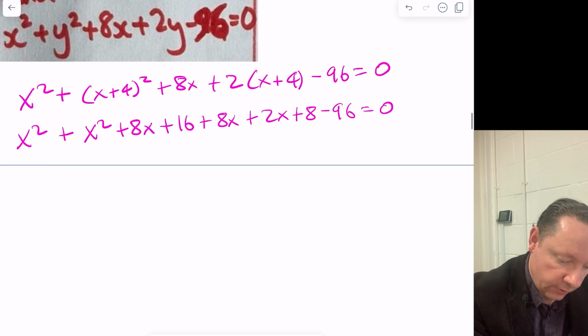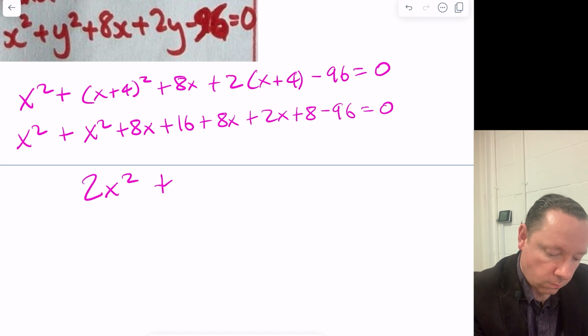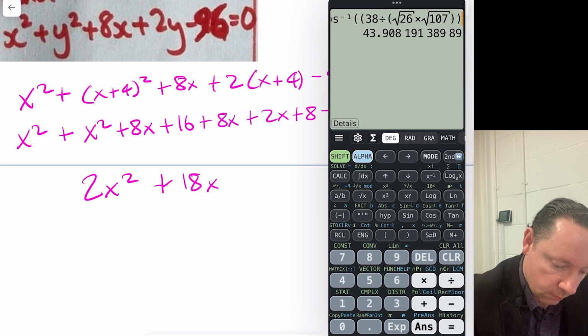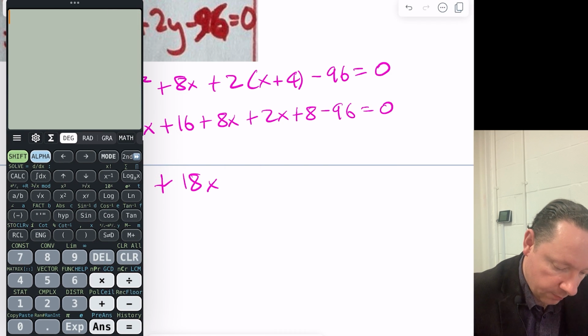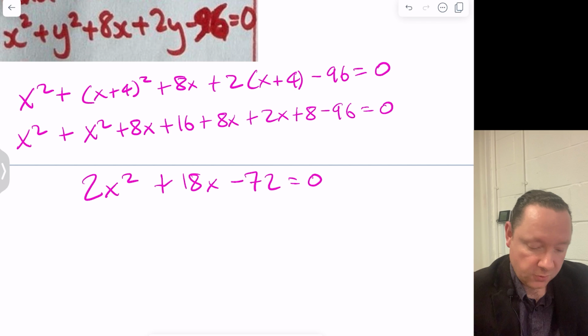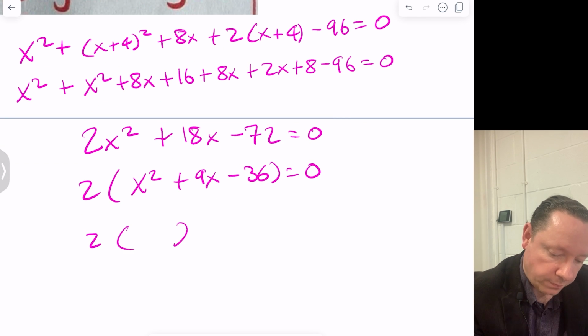So how many x squares have I got? 2x squared. I've got 8 and 8 is 16, 17, 18x. And then the number parts, this is where I'm getting lazy. 16 plus 8 minus 96 is minus 72. Now that's handy because 2 is a common factor of all of that, so I'll take 2 out. x squared plus 9x minus 36. And then I'll factorise. Hopefully, anyway.